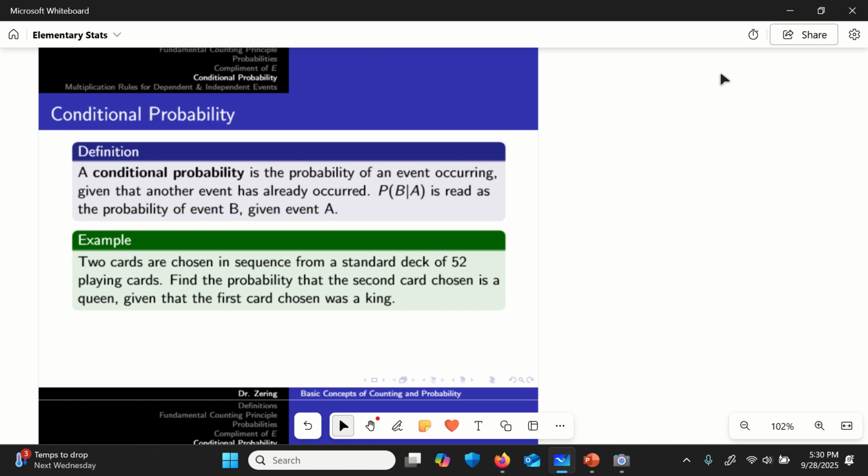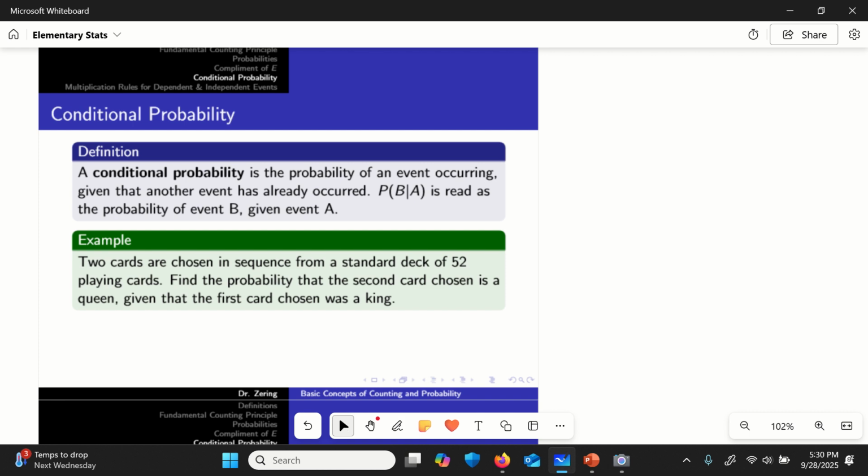So I have an example here using a deck of cards. This is your standard playing cards, 52 cards in the deck, 4 aces, 4 kings, 4 queens, 4 jacks, 4 tens, etc. We're having our 4 suits with 13 cards each, so 52 total cards. So from that standard deck of playing cards, we're asked to find the probability that the second card chosen is a queen, given that you already chose the first card and it was a king. So that king did not get replaced back into the deck.